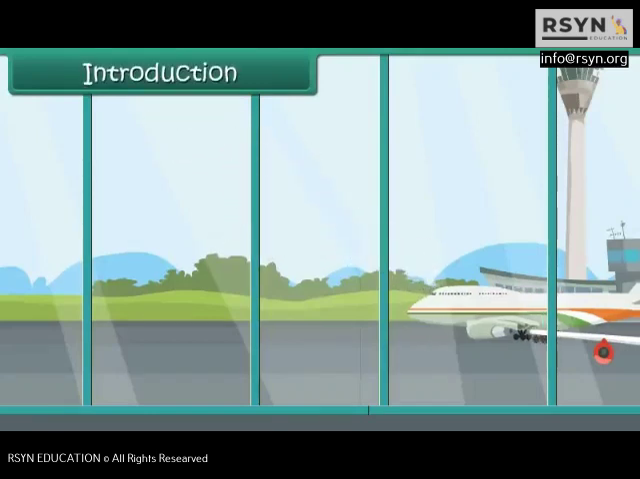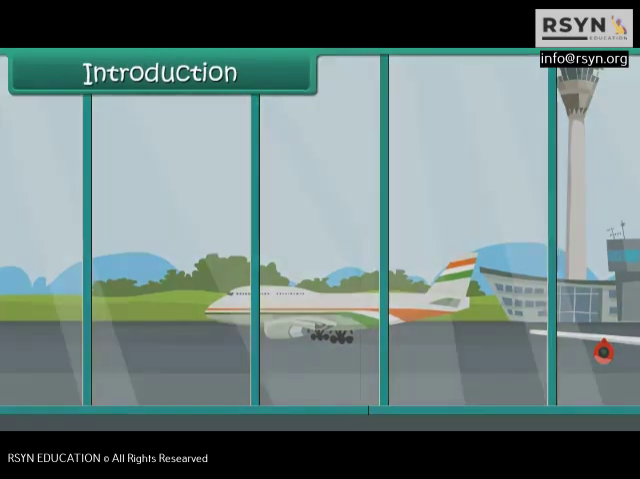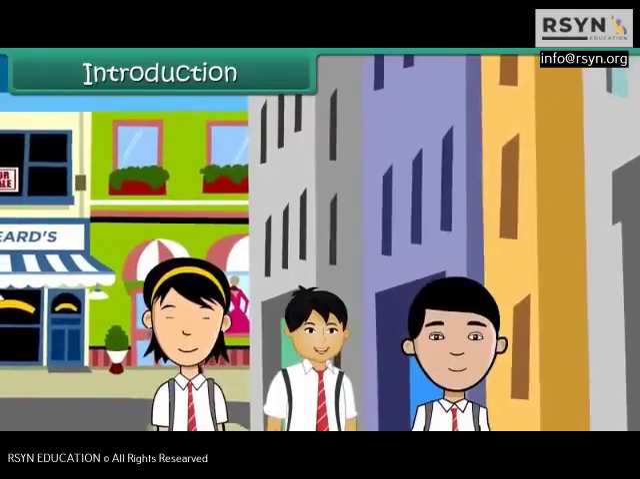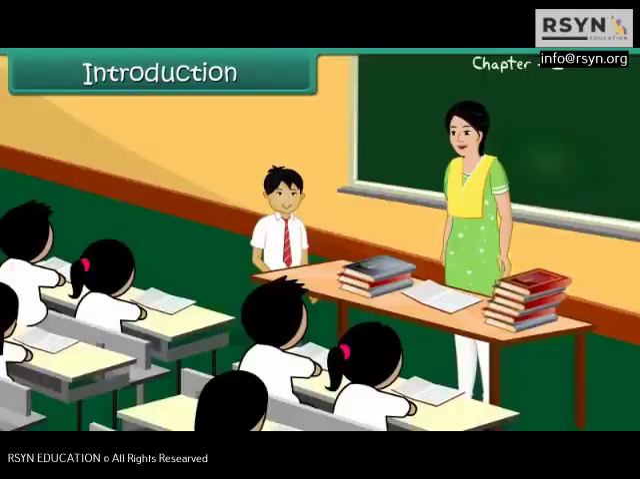Introduction. Rohit's parents have shifted from Mumbai to Delhi. Rohit has joined a new school in Delhi. Today is his first day at the school. His teacher asks him to introduce himself to the class.